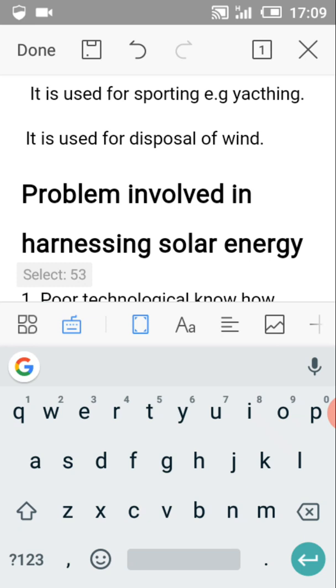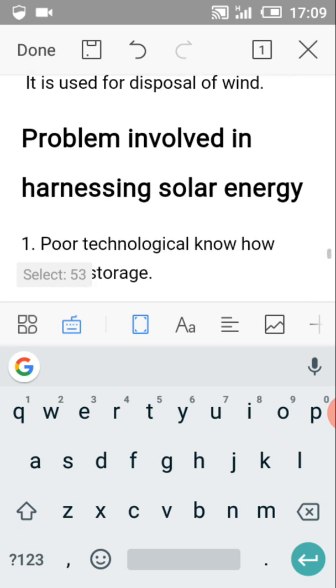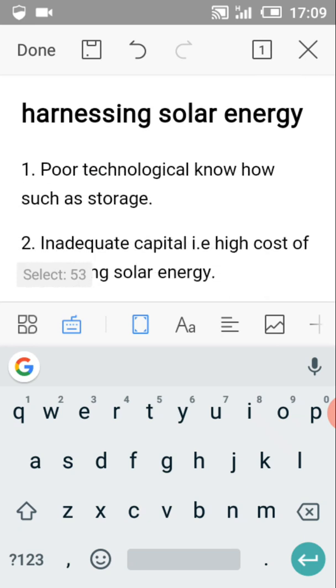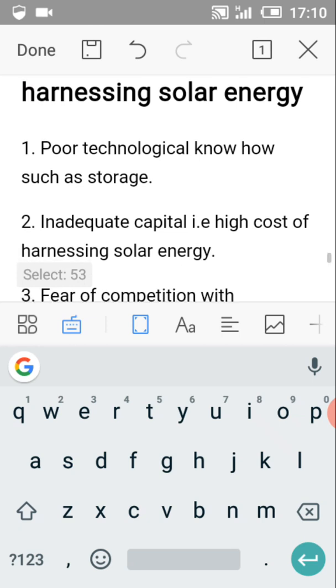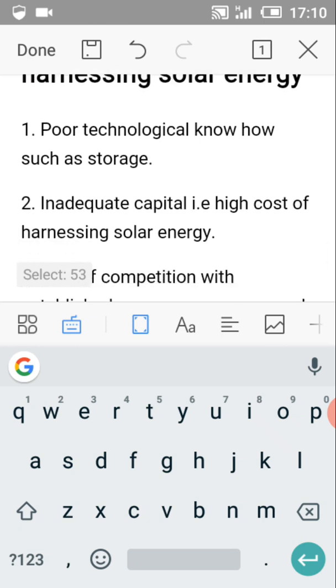What are the basic problems that are involved in enhancing solar energy? Number one, poor technological know-how, such as storage. It is very difficult in our local area to store solar energy for future uses. So in essence, the abundance of solar energy is usually wasted. Only a very small percentage of it is harnessed and used in our day-to-day activities.